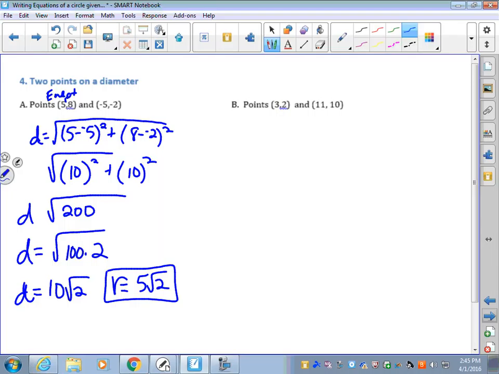Now, what we need to do is find the center. Well, think about it. If I have the endpoints of the diameter, the center would have to be the midpoint of that segment. So now what you're going to do is you're going to use a midpoint formula.